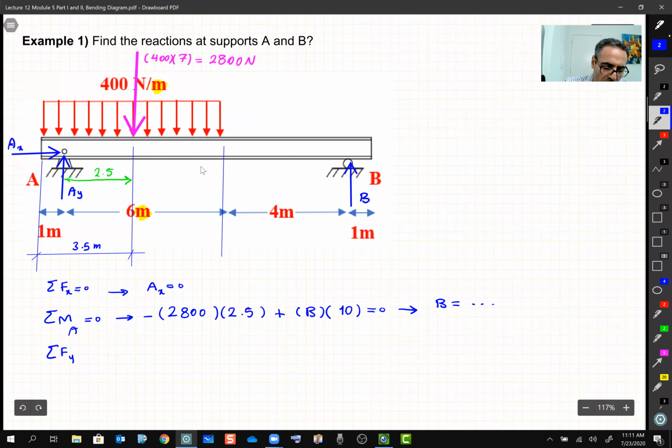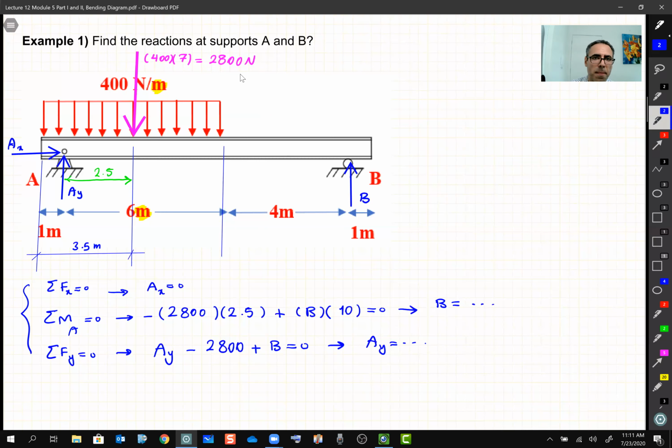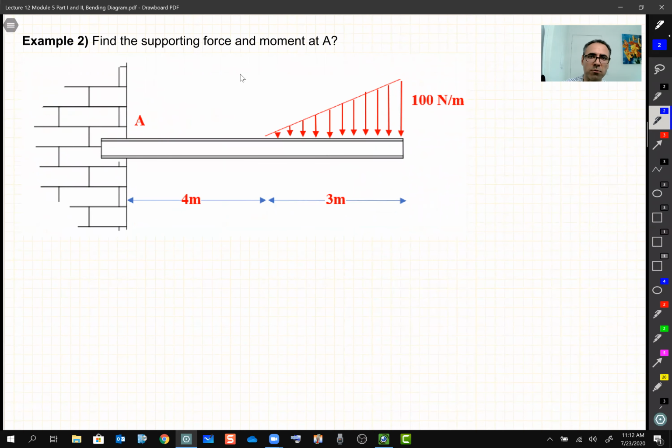And sum of the forces in Y equal to 0. In Y, what do we have? We have AY, we have 2800, and we have B equal to 0. From here, we can find AY. You see, it's very simple. I just pretended that this distributed load is not there. Instead, there is this pink load, this 2800 Newton load there, all right? And then the rest of the solution is just using the equilibrium condition. If you understand this problem, it means you can solve any problem related to distributed load so far. If that's the case, then let's solve this problem together quickly.